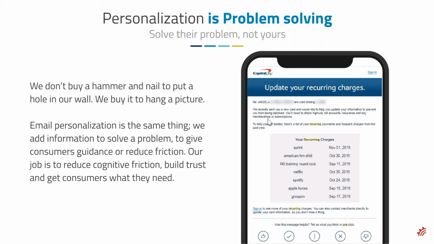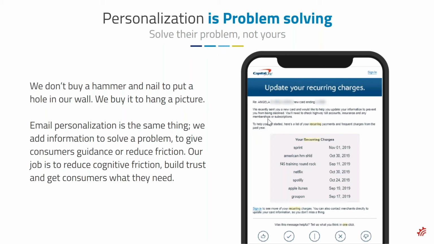Personalization at the end of the day is problem solving. And when we're talking about problem solving, we're not talking about your problem as a marketer, we're talking about their problem as a consumer. One of the popular sayings I've heard a few times is that we don't buy a hammer and a nail to put a hole in our wall, we buy it to hang a picture. Email personalization is very, very similar. We add information to solve a problem, to give our consumers guidance or to reduce friction. At the end of the day, our goal and our job is to really reduce the cognitive friction on making decisions, to build trust with them via the brand, and to get consumers what they actually need.